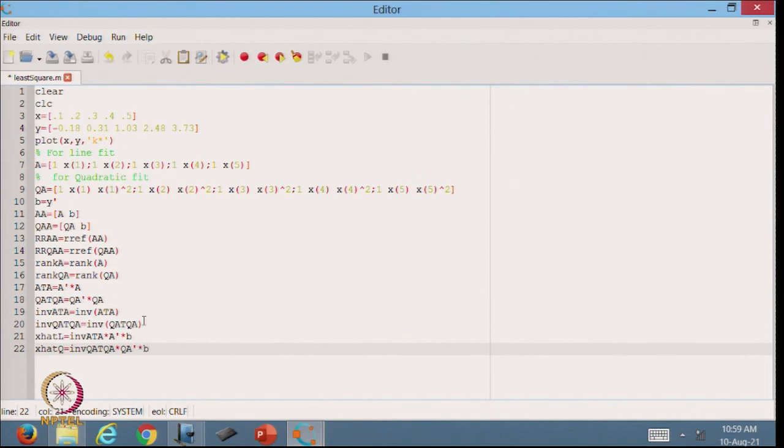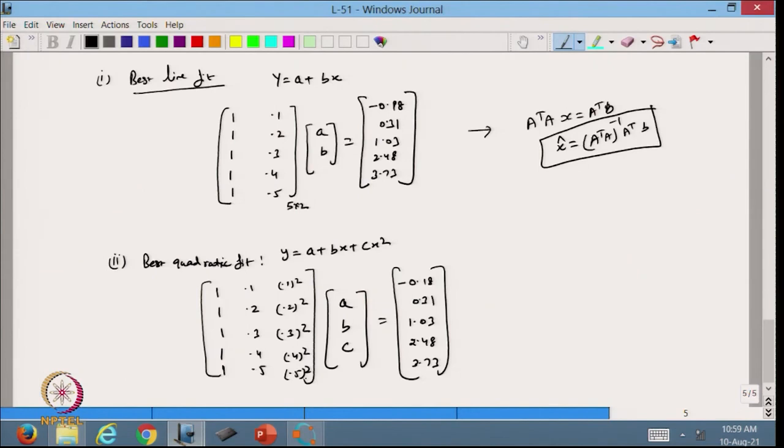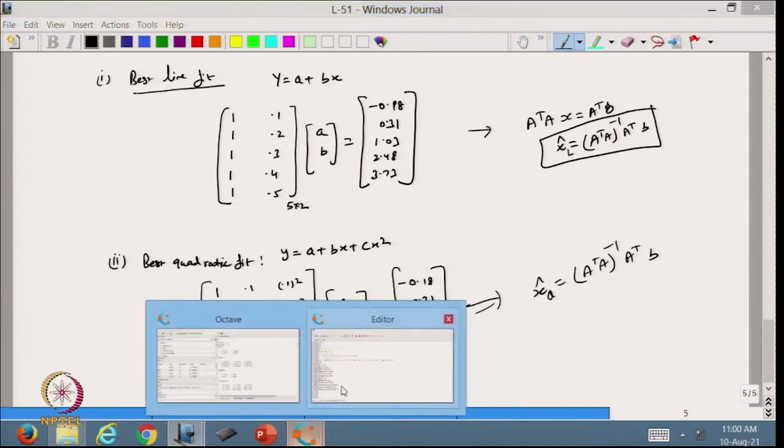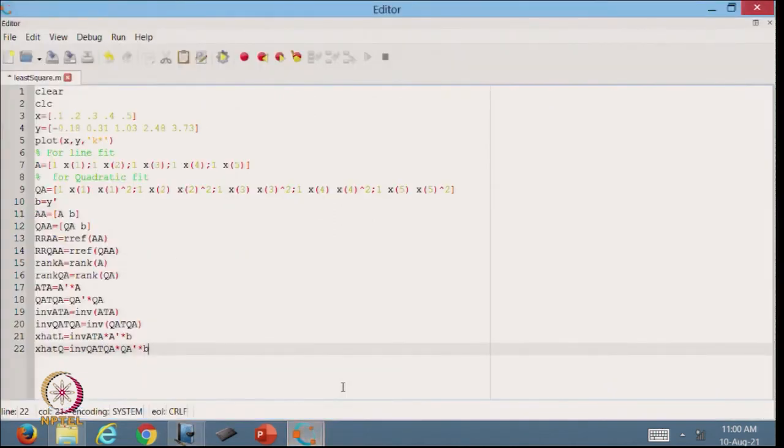So, I have taken the inverse of A transpose A, A transpose B. So, this is what we are defining, A transpose A inverse, A transpose B. Here also I am defining this by L, the line, and I am defining this by the quadratic x hat. So, this is also A transpose B. Now this is my x hat L and this is my x hat Q.